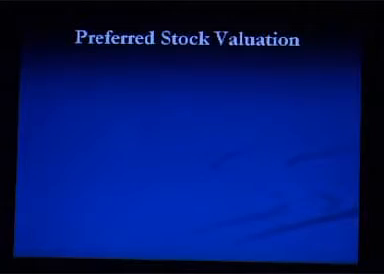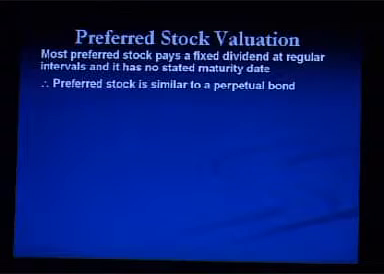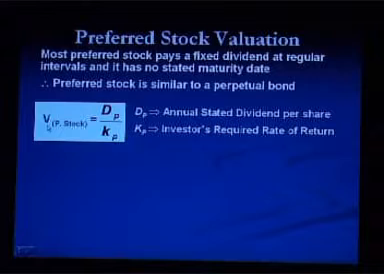The formula to calculate the intrinsic value of a perpetual bond can be used here. Let us see in what way we can calculate the intrinsic value of preferred stock. Most preferred stock pays a fixed dividend at regular intervals, and it has no stated maturity date. Therefore, preferred stock is similar to a perpetual bond. So, we can use the same formula. Value of preferred stock is equal to dividend, that means annual stated dividend per share, divided by the investor's required rate of return for preferred stock.